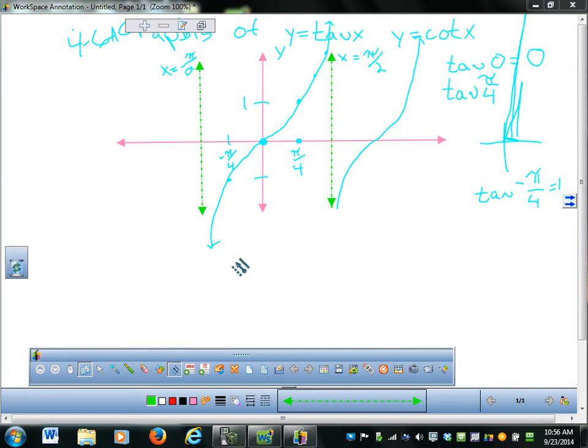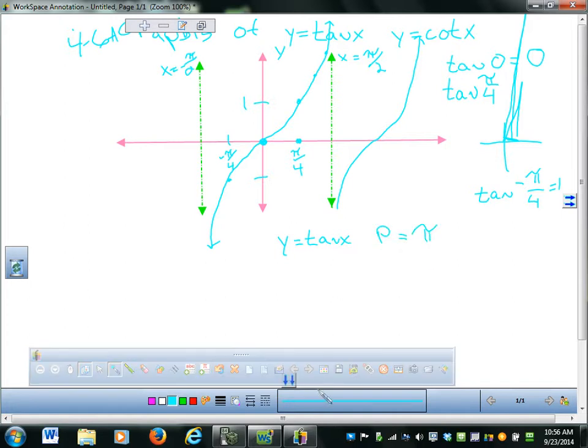All right. So unlike sine and cosine, y equals tangent of x has a period of, what's the period? The period is pi, not 2 pi. It repeats itself every pi radians.